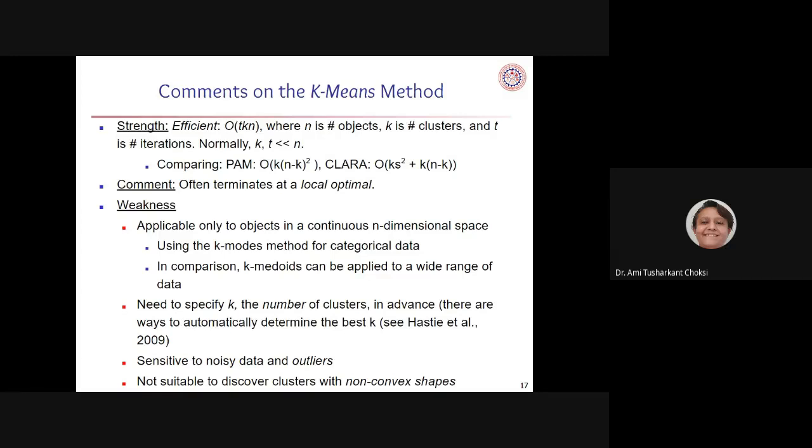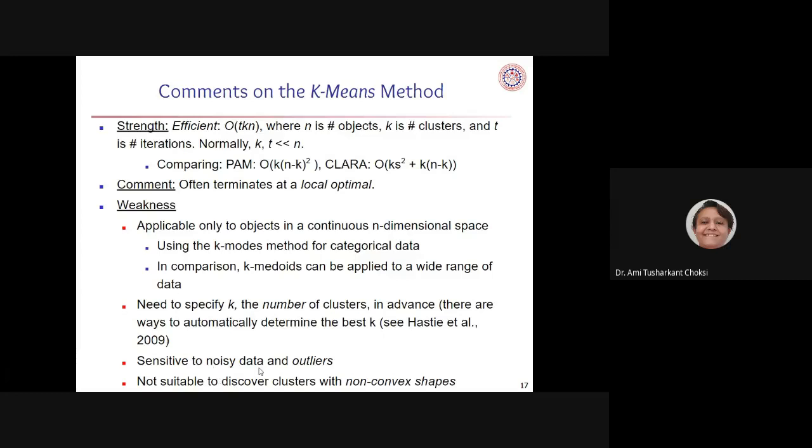The number of clusters must be specified in advance, and we cannot automatically determine the best K. But there are ways to automatically determine the best K. Otherwise, we are simply deciding it ourselves, right? If you use the automatic determining methods, then you can do that, right?